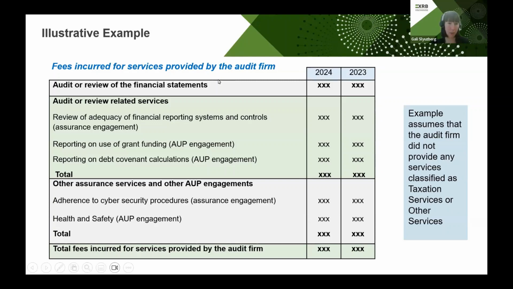So we have the audit or review of the financial statements, we have audit or review related services, and we have some assurance engagements, some agreed upon procedures engagements there. We have other assurance services and other agreed upon procedures engagements. And then we have the totals for each type of service and the overall total. So that's just an example.